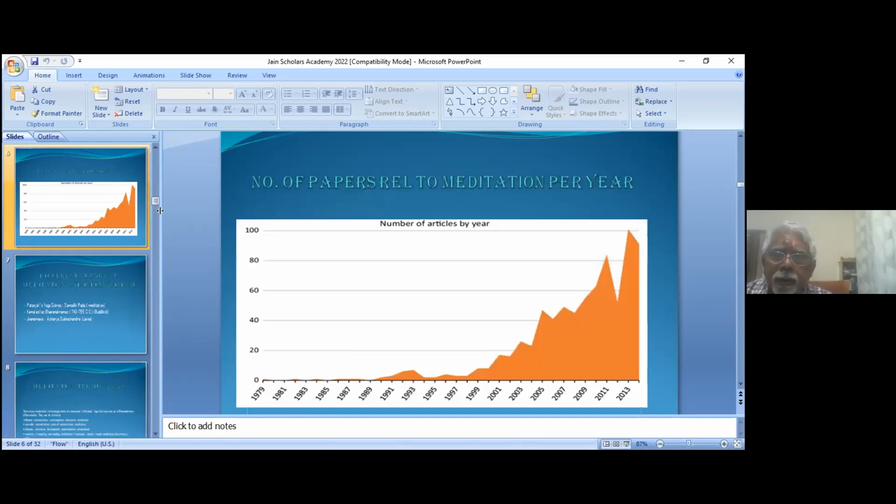Now if you look at the research on meditation and its correlates or imprint in neuroscience, or the brain waves, you can see how exponentially the number of papers published grows, with thousands of papers coming every year. So this is a kind of database of how many papers are coming for each year.